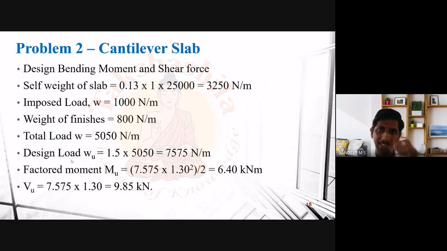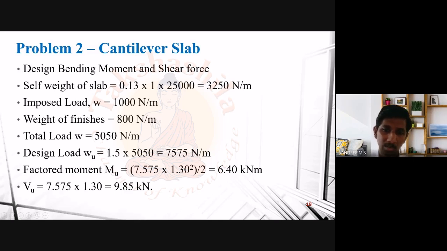Now we have to factor that load. We are using limit state method, so we have to use design load or the factored load. So we have to multiply it with a factor of safety, and you know that in the case of limit state method, it is 1.5. So 1.5 times 5050 will give you 7575 Newton per meter. So this will be the final design load.